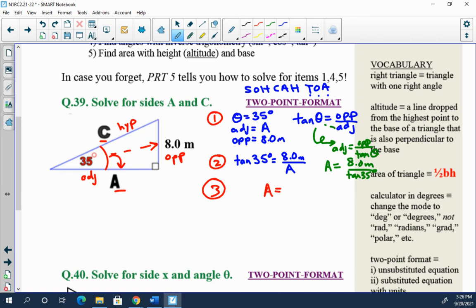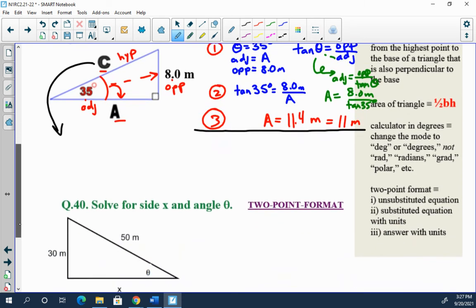So when you solve this, A equals, you do the math. 8 meters divided by tan 35. Okay, let's try that out. I got 11.4 meters. The unit here is meters, so 11.4 meters. Good, done. Now, because this is a 2 sig fig problem, really, this is 11 meters. That's the proper way to put this. So what I'd like you to do is use 2-point format to figure out side C. That's how 2-point format looks.